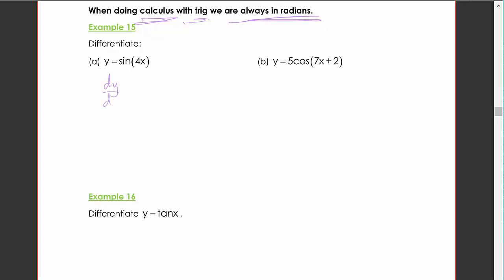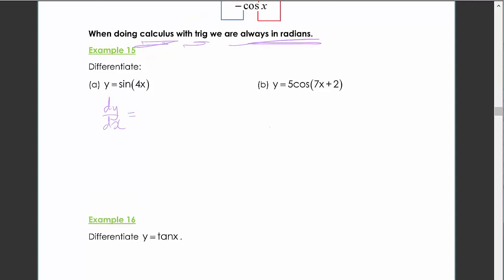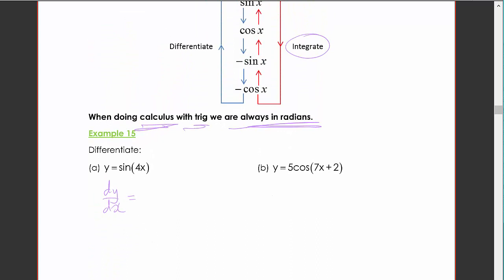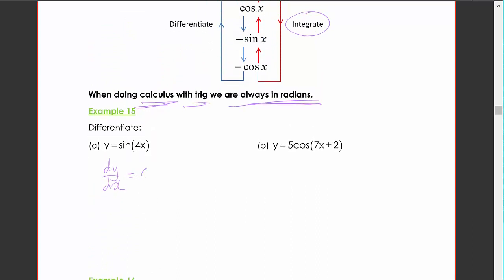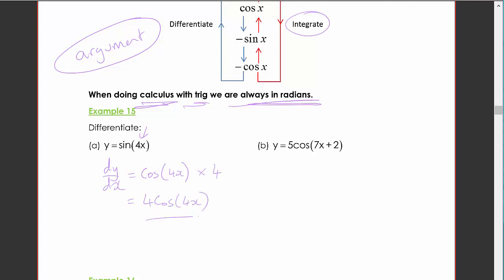So here, dy/dx is... the sine is going to go to cosine. And an important thing to note is that the inside function here, which is actually known as the argument when you talk about this type of function, will always stay the same. So it's going to go to cos 4x if it's sine 4x. But then we have to multiply by the differential of the inside function. If you differentiate 4x, you get 4. So we've got 4 cos 4x.